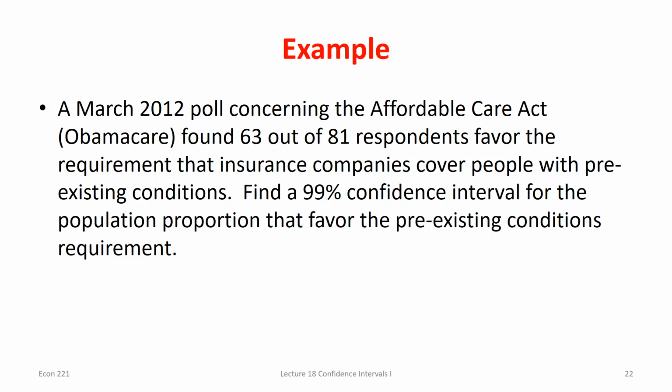So a March 2012 poll about the Affordable Care Act, or Obamacare as it's known, found 63 out of 81 people favored the requirement that insurance companies cover people with pre-existing conditions. Okay? So we've got 63 out of 81, and I want to create a 99% confidence interval so I could say that the true population proportion is within this lower and upper bound.